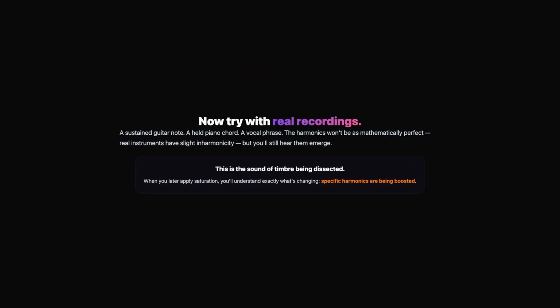When you later apply saturation to that same recording and hear it become warmer or brighter or grittier, you'll understand exactly what's changing. Specific harmonics are being boosted, and you'll know which ones and why they sound the way they do.